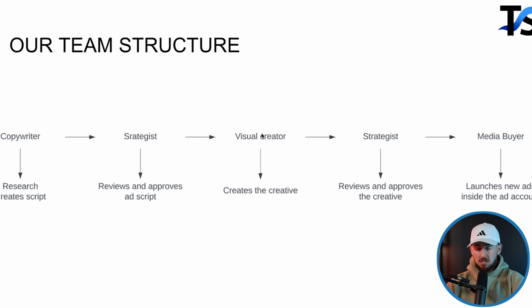Then it goes over to our visual creator. Our visual creator is someone that is really skilled in photo design and video editing. So in a perfect world, you would have a video editor and a graphic designer. Depending on your team size, you may need both. For us, we have one person that's really skilled in both. And this person will take that script and actually create the ad from there. Then it goes back to the strategist. The strategist does the final approval on that particular creative and then sends it over to the media buyer.